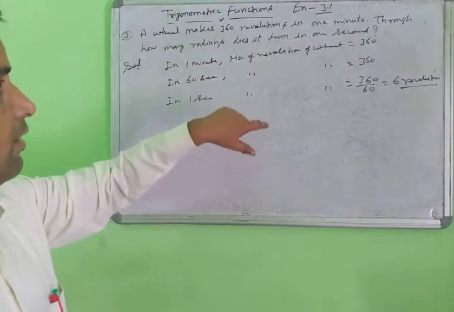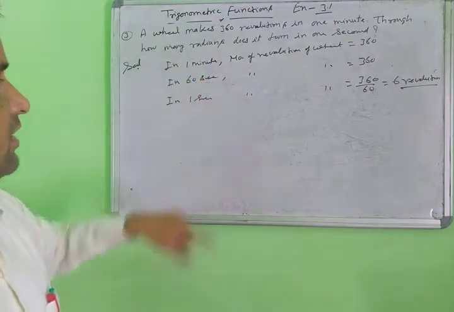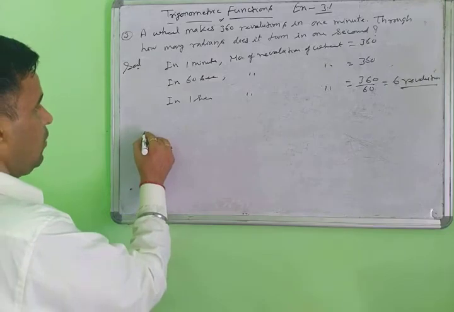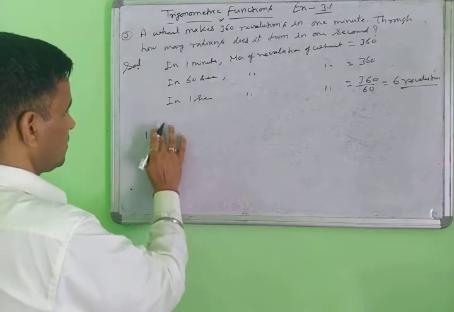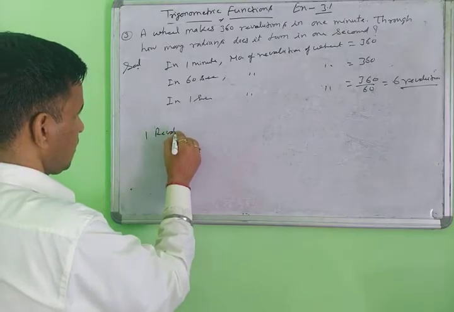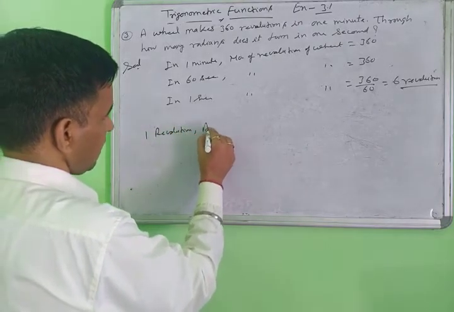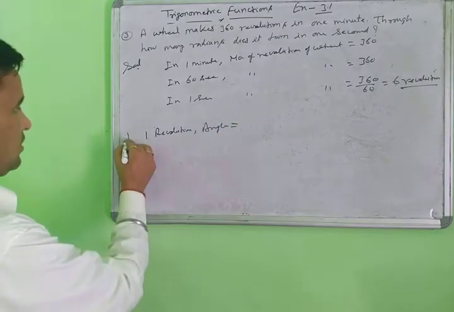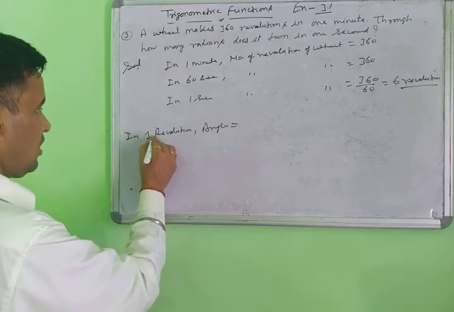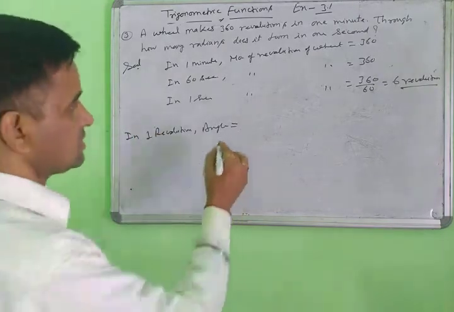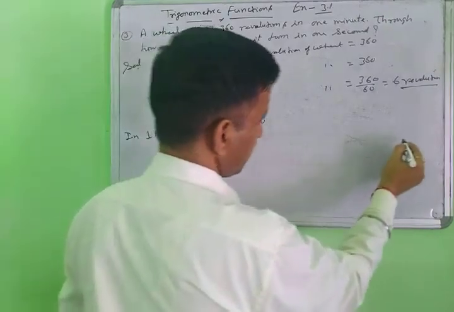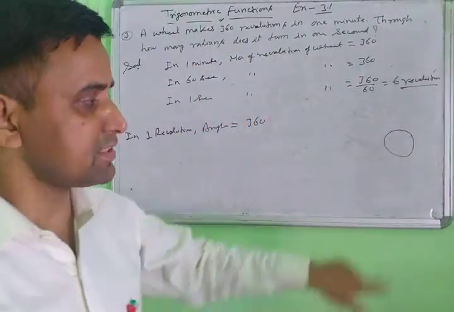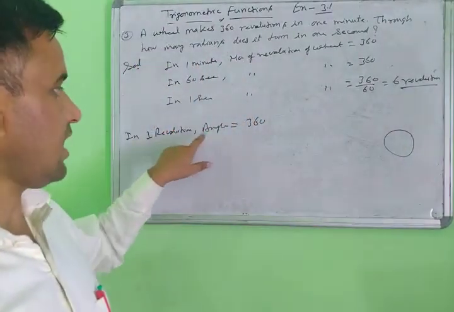Next, now you will convert the radian of this to 1 revolution. Look here: how many degrees are there in 1 revolution? In 1 revolution, the angle equals 360 degrees, because 1 revolution means 1 complete cycle. This is 1 complete cycle of 360 degrees. So in 1 revolution, the angle equals 360 degrees.